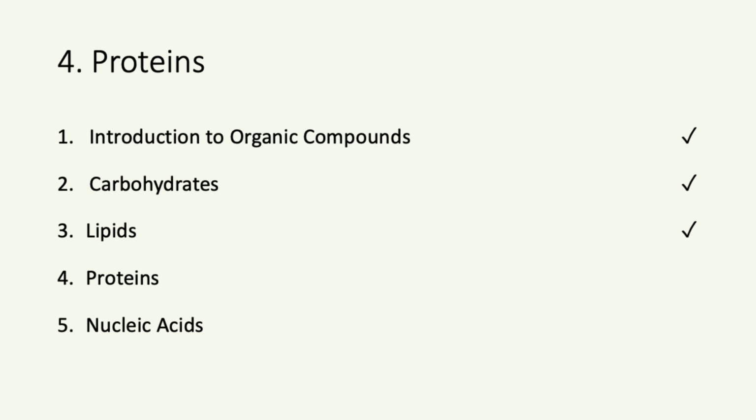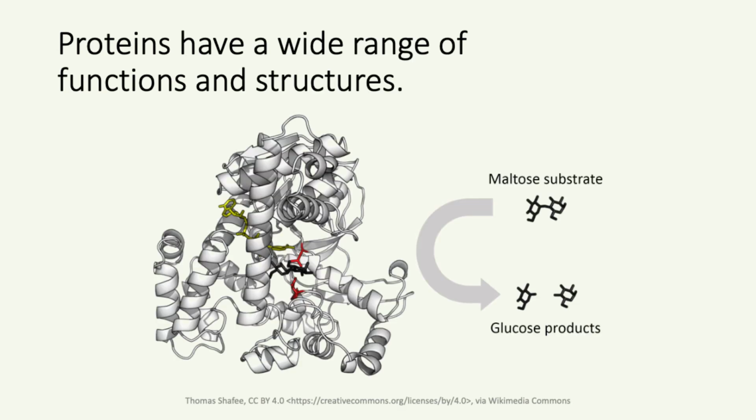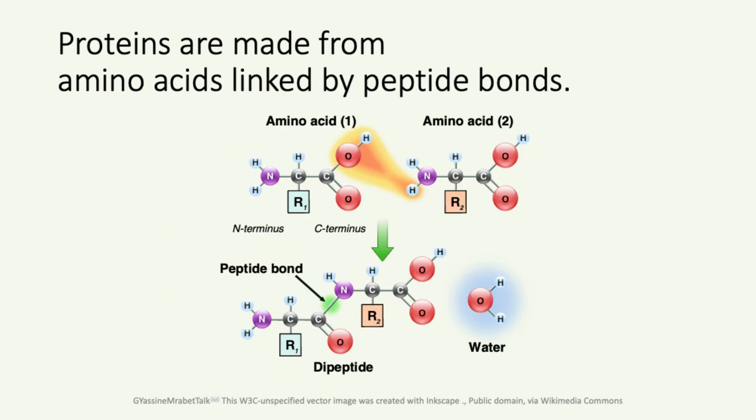Next up, proteins. These molecules are incredibly diverse and versatile. Proteins have a wide range of functions and structures. A protein is a polymer of small building blocks called amino acids. Proteins are involved in almost all of a cell's activities. As enzymes, they regulate chemical reactions. Proteins are made from amino acids linked by peptide bonds.